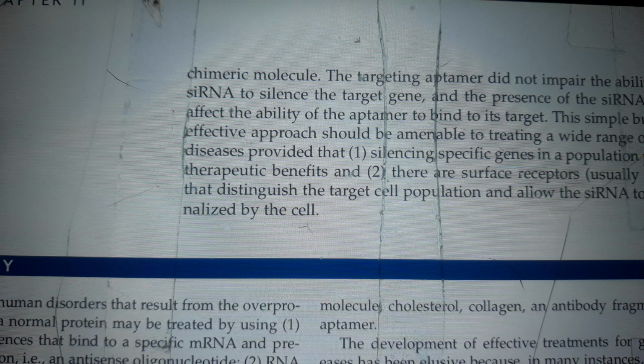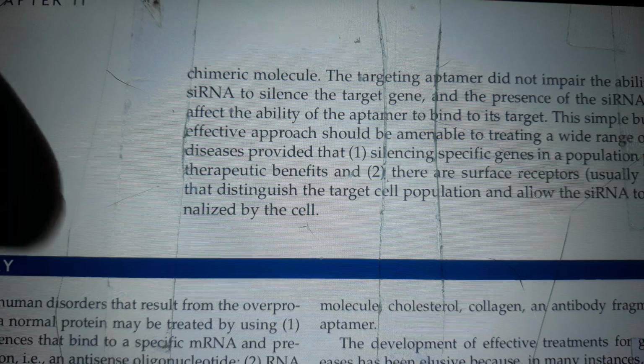The simple but highly effective approach should be amenable to treating a wide range of human diseases, provided that one, silencing specific genes in a population produces therapeutic benefits, and two, there are surface receptors, usually proteins, that distinguish the target cell population and allow the siRNA to be internalized.